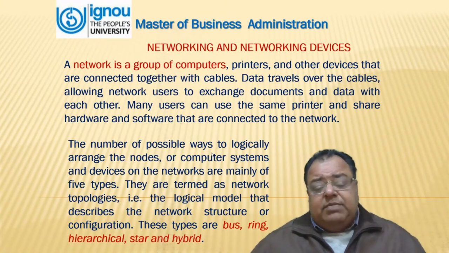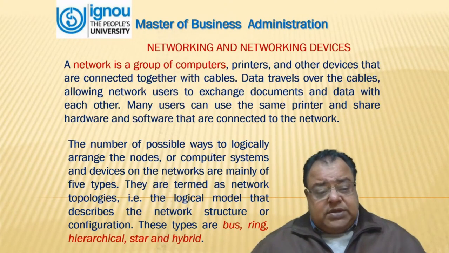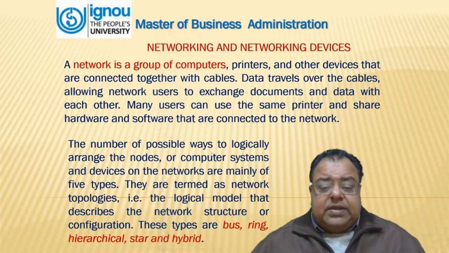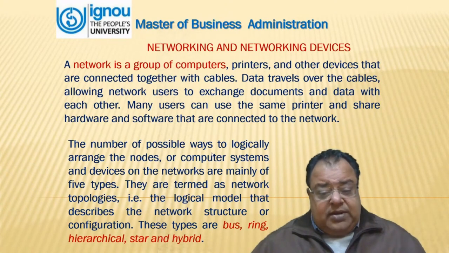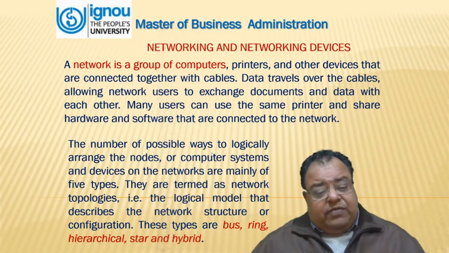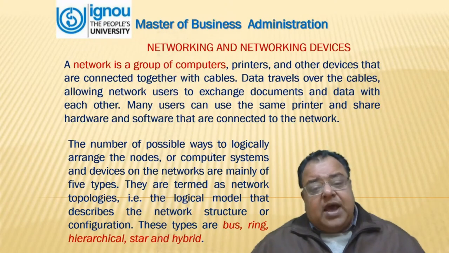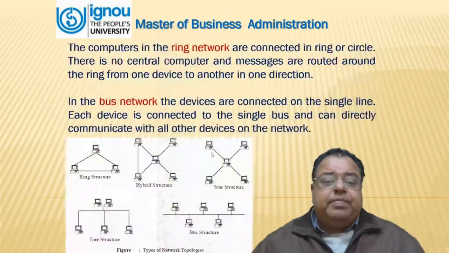The number of possible ways to logically arrange the nodes, or computer systems and devices, on the networks are mainly of five types. They are termed network topologies. That is the logical model that describes the network structure or configuration. These types are bus, ring, hierarchical, star, and hybrid.